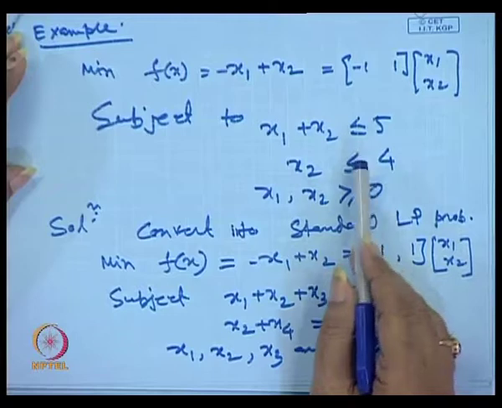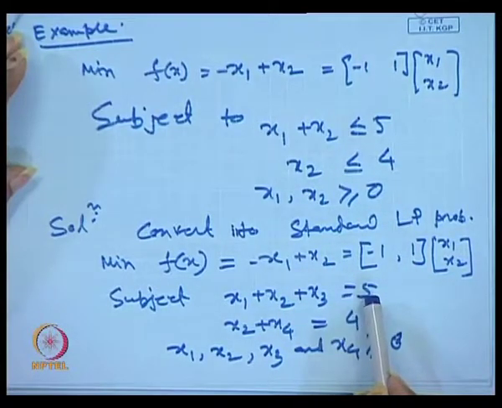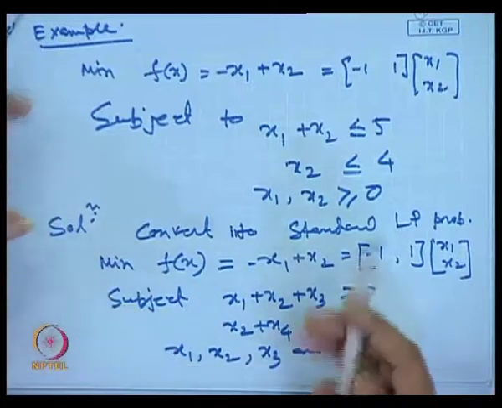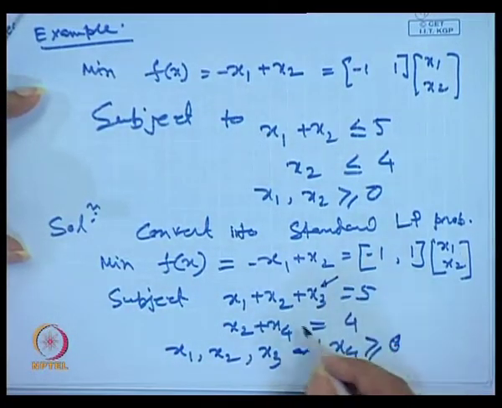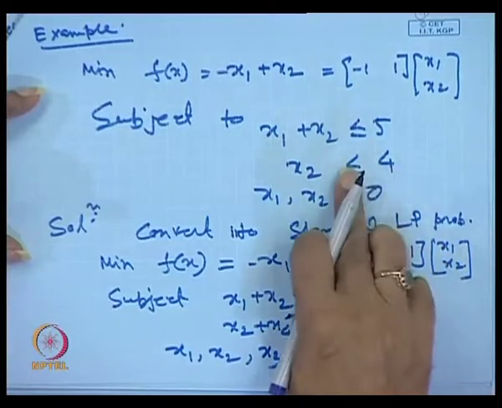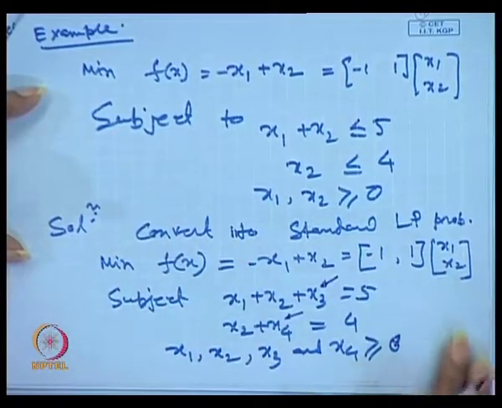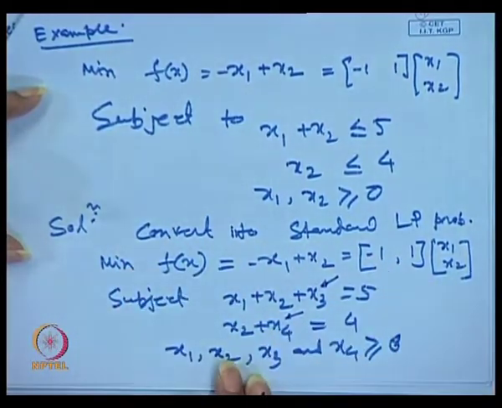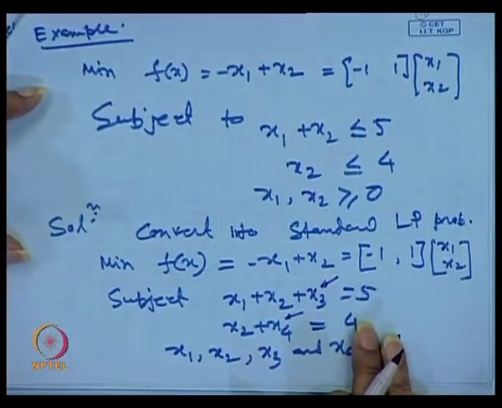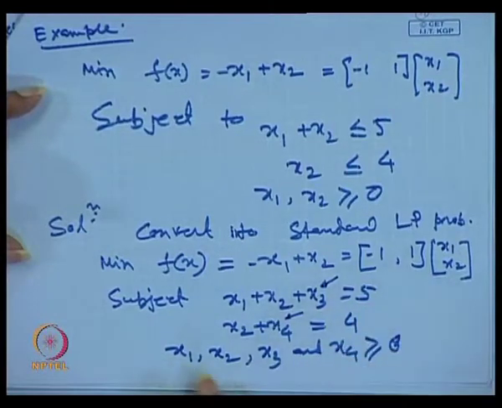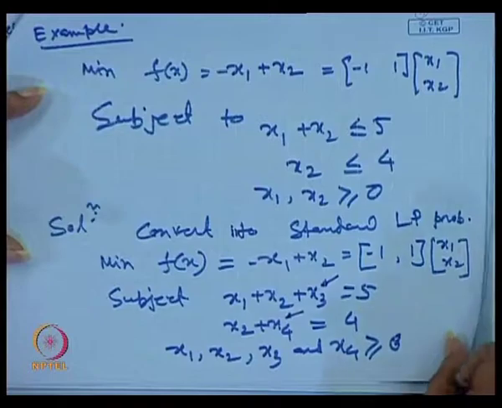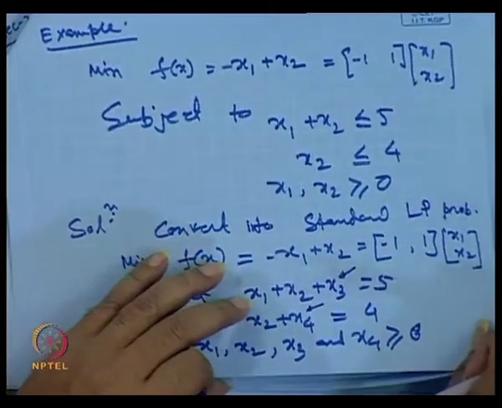The inequality sign you convert into an equality sign by introducing a new variable x3, which is an artificial variable, and x4, another artificial variable in the second equation. So, our problem is now to solve this linear function subject to equality constraints, and the right hand side of the equality constraints we make all positive, and all variables x1, x2 and the artificial variables x3 and x4 are greater than or equal to 0. So, the first step is to convert to a standard LP problem.